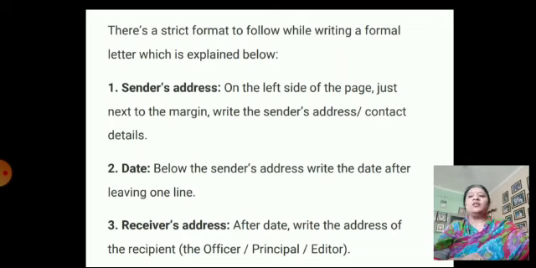First, we'll start with the sender's address on the left side of the page, just next to the margin. Write the sender's address and contact details. Second, date below the sender's address. Write the date after leaving one line. Third, receiver's address. After the date, write the address of the recipient, the officer, the principal, the editor, to whomsoever you are writing the letter.